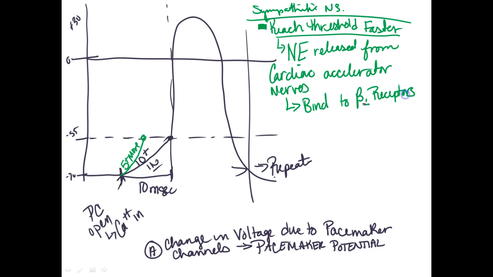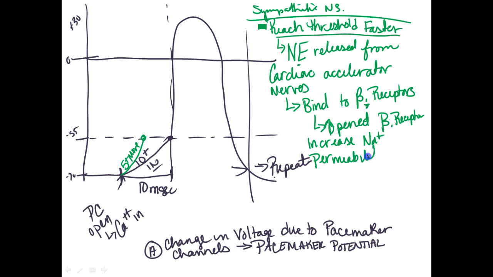As you recall, beta-1s, the 1 means it's excitatory. Well, what positive do you think we're going to let in here? Well, technically it could be calcium, it could be sodium, but in this case we're going to use sodium. Okay, so opened beta-1 receptors are going to increase sodium permeability into the cell.